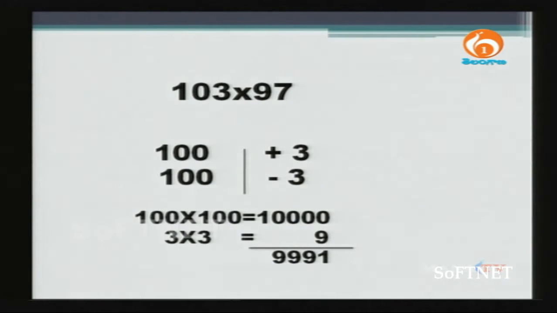But do you understand what kind of concept is involved in this? We have written 103 as 100 plus 3, and 97 as 100 minus 3.